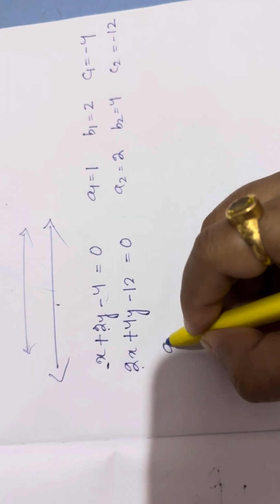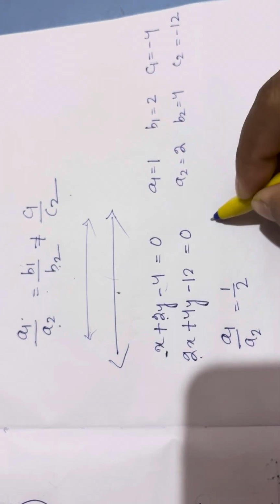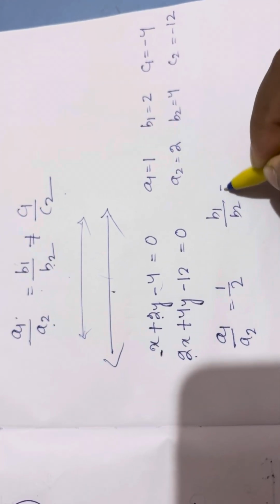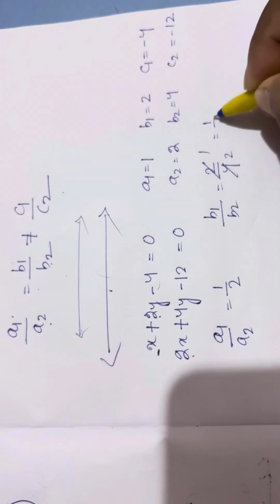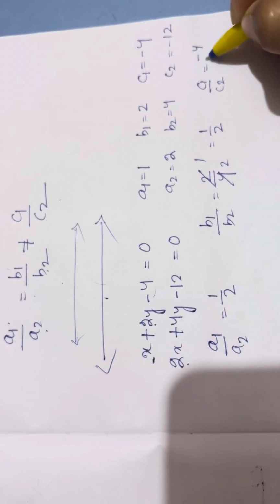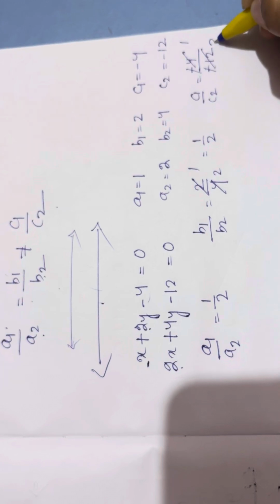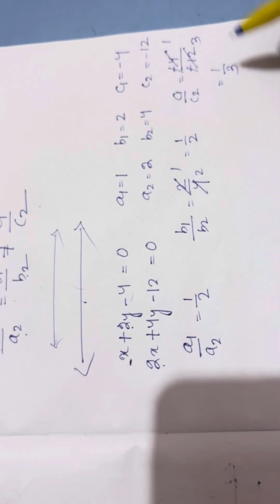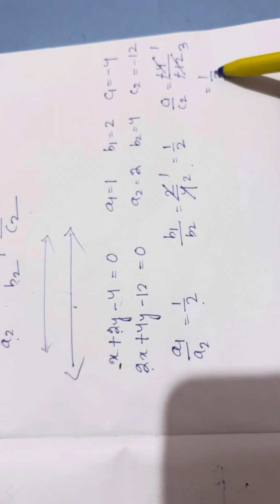So let's find the ratios. a1/a2 is equal to how much? 1/2. Then b1/b2 is equal to how much? 2/4. Let's cancel: 2 ones are 2, 2 twos are 4. It is 1/2. Then c1/c2 is equal to -4/-12. The minuses cancel. 4 ones are 4, 4 threes are 12. So you get 1/3. So here we can see 1/2 is the same, but 1/3 is different.